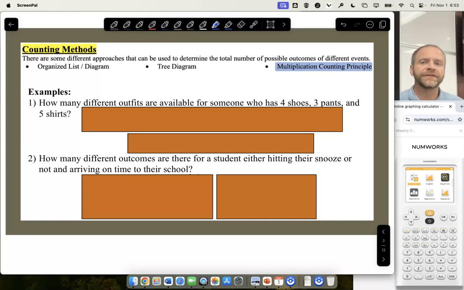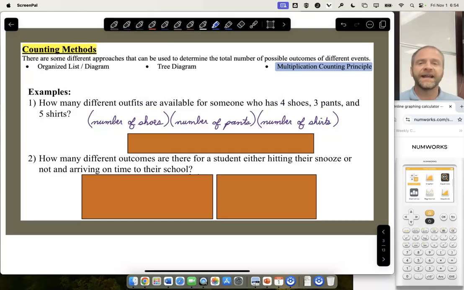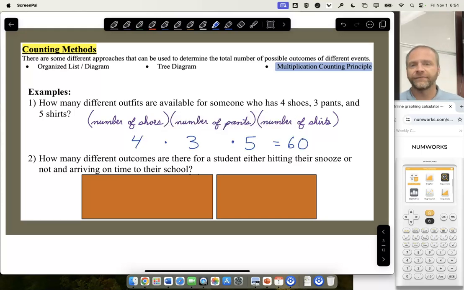So how many different outfits are available for someone with 4 shoes, 3 pants, and 5 shirts? Well, what I can do is take the number of shoes times the number of pants times the number of shirts. That's going to tell me how many total different outfits could exist. So if I take 4 times 3 times 5, that's 60. There are 60 total outfits if you have 4 shoes, 3 pants, and 5 shirts.